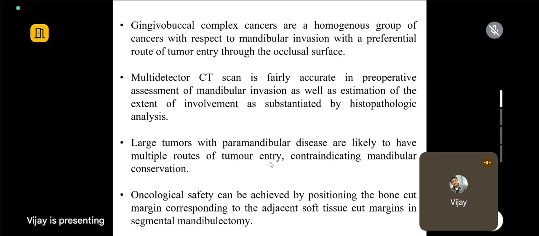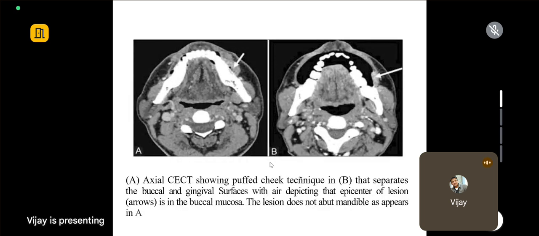Multi-detector CT scan is fairly accurate in preoperative assessment for invasion as well as estimation of involvement, as substantiated by the histopathologic analysis. Large tumors with paramandibular disease are likely to have multiple tumor entry routes, contraindicating mandibular conservation, and oncological safety can be achieved by positioning the bone cut margin corresponding to the adjacent soft tissue cut margins in segmental mandibulectomies. So these two are the axial sections of the CECT.